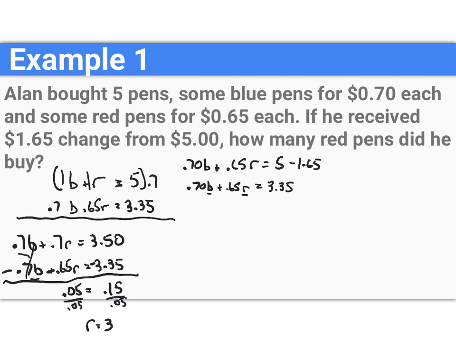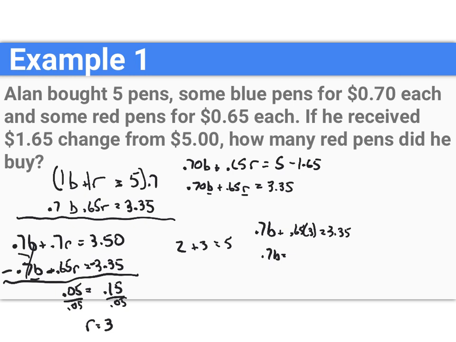But what do I always tell you? Make sure you substitute into both equations to make sure your numbers come out right. So 2 blue pens plus 3 red pens will equal 5. All right, that's that. So let's make sure it works in 0.7b plus 0.65 times 3 equals 3.35. 0.65 times 3 is 1.95, because 3 6s are 18, 3 5s are 15, $1.80 plus 15 cents is $1.95.